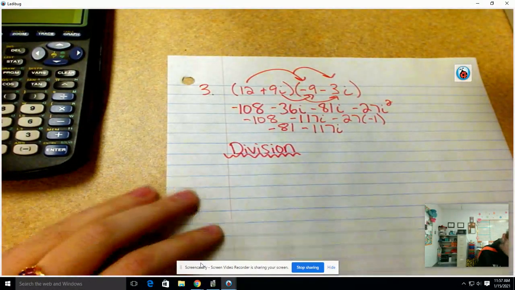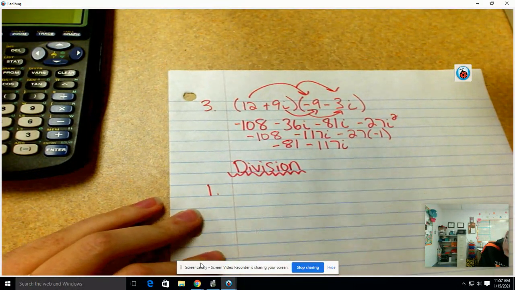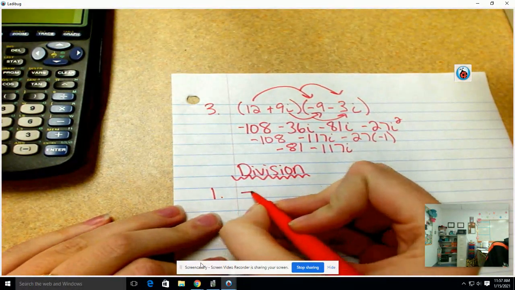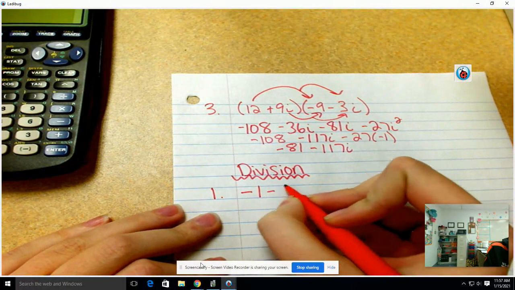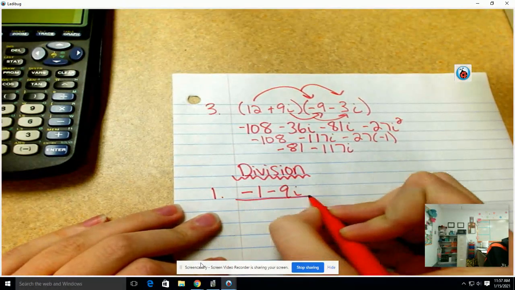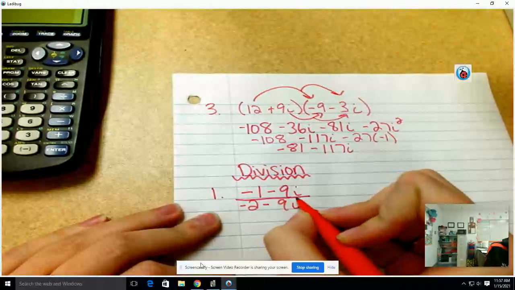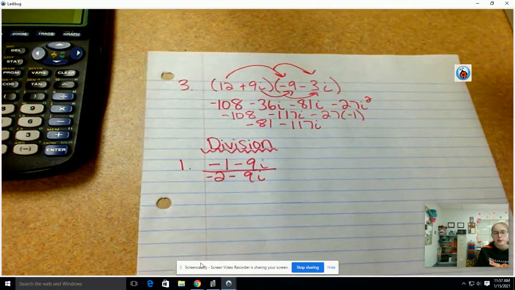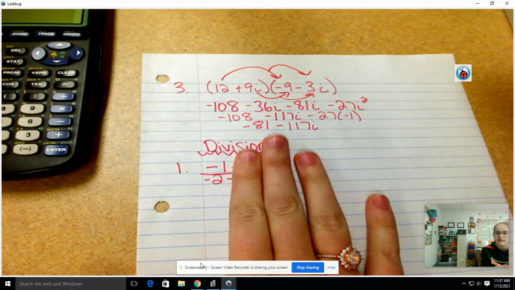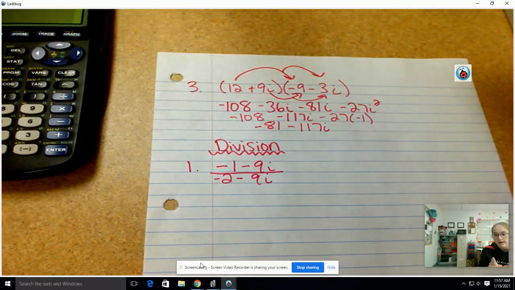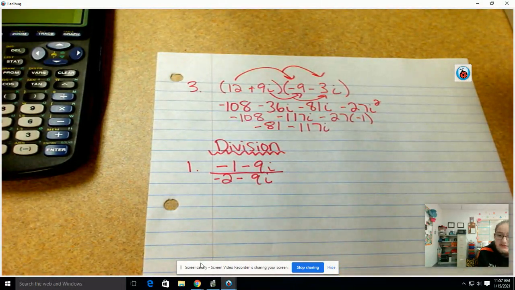So for division, we'll start with example number 1, and we want to divide negative 1 minus 9i over negative 2 minus 9i. And I'm sure somewhere deep down in your gut you're like, all right, I'm just going to cross off these two things and it's going to be 1/2. Wrong. Don't ever start crossing off things unless you're dealing with multiplication. Here we're dealing with subtraction, so we can't do that.